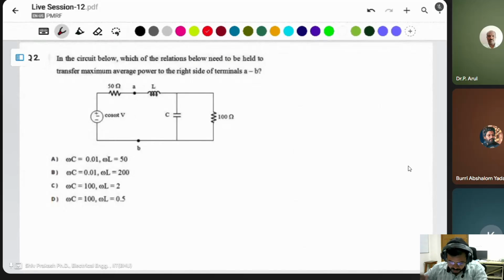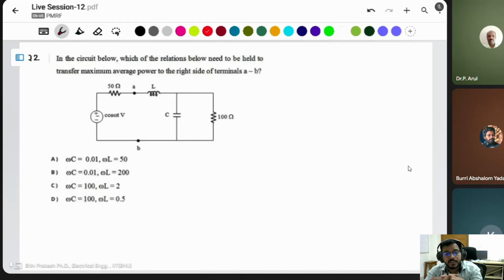Let's go to the next question. In the circuit below, which of the relations below needs to hold to transfer maximum average power to the right side of the terminals A, B? Here is a problem from maximum power transfer. You know about this. Source impedance should be equal to the load impedance.